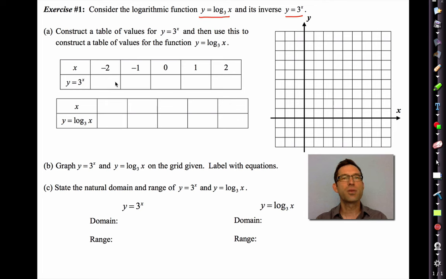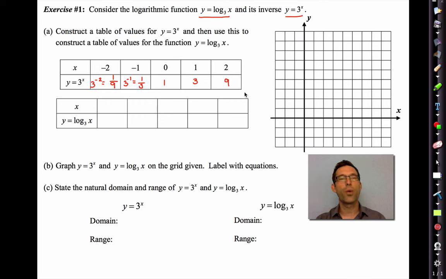All right, so in letter A, it says construct a table of values for y equals 3 to the x, and then use this to construct a table of values for y equals log base 3 of x. So obviously here we'll have 3 to the negative 2, but remember that's 1 over 3 squared, so that's 1/9. Here we'll have 3 to the negative 1, which is 1 divided by 3 to the first, so 1/3. Here we'll have 3 to the 0. Remember, that's 1. Any number to the 0 is 1, except for 0. 3 to the first is 3, and 3 to the second is 9.